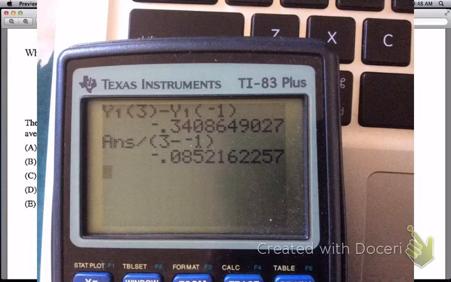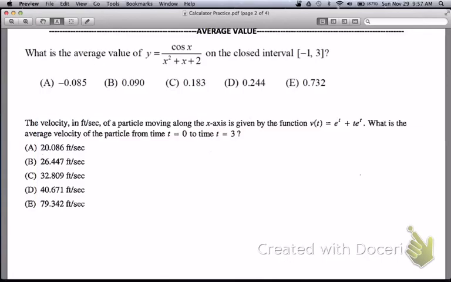So the answer is negative 0.085, which looks like answer choice A. Notice that's the only one that's negative, so we probably could have eliminated the other answer choices from the very beginning, because the first point was higher than the second one, so obviously it was going to have a negative slope. If you noticed that from the very beginning, great, but if you did not notice it, then it would have been necessary to do it this way. So that's perfect. Go ahead and try that next one.